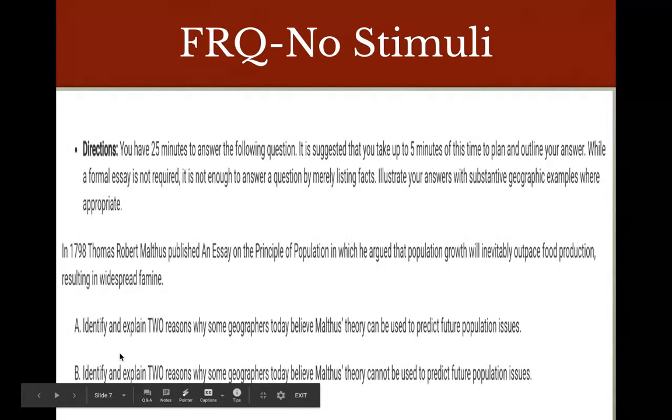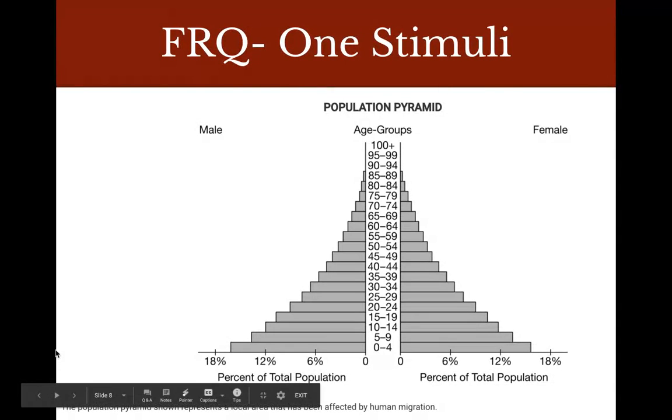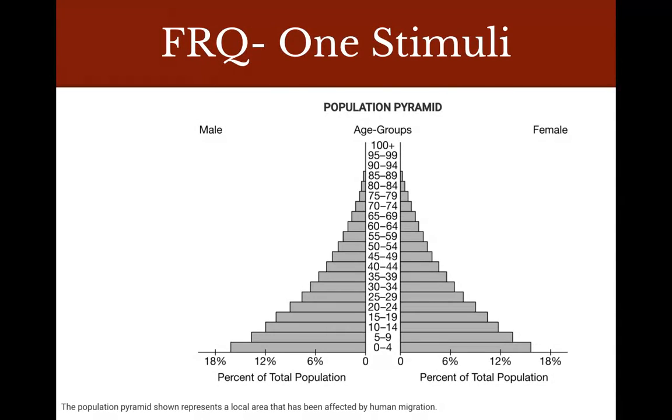All right, so this is one example of an FRQ you'll be looking at. This is no stimuli. The second is one stimuli. In this case, we see a population pyramid. The population pyramid will always have a prompt below it, or any image will have a prompt. The prompt states right here, the population pyramid shown represents a local area that has been affected by human migration. So in this particular question, we see the prompt.